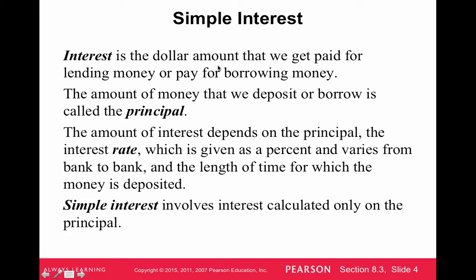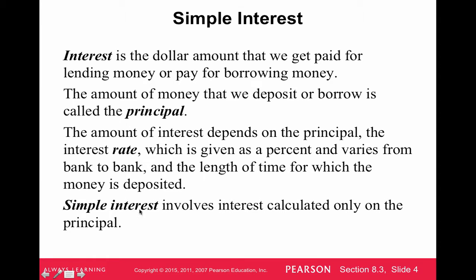Interest can be something that we get for investing money. We get interest on top of our investment, or sometimes we have to pay it for borrowing money, like when you take out a loan. The amount of money that we deposit or borrow, the initial starting amount, is called the principal. The amount of interest depends on the principal, the interest rate, and the time that the money is loaned or deposited. Simple interest is the most basic kind and involves interest calculated only on the principal.